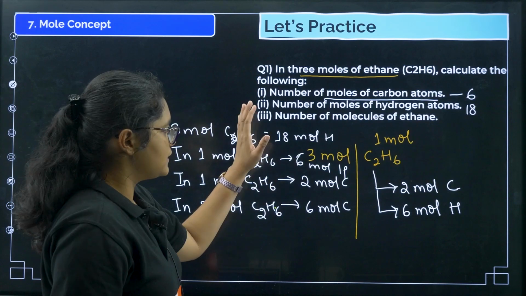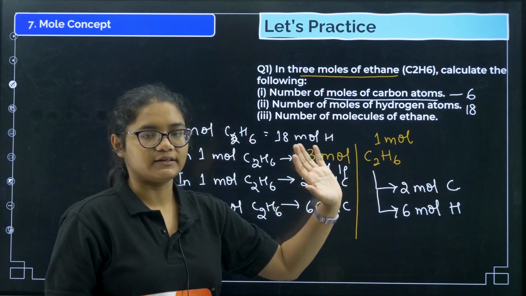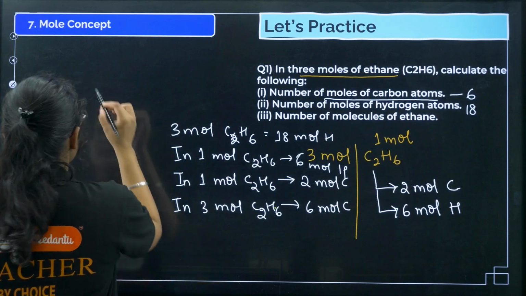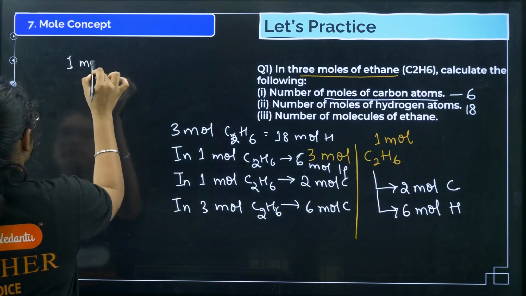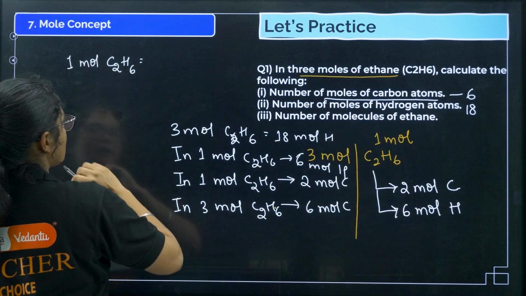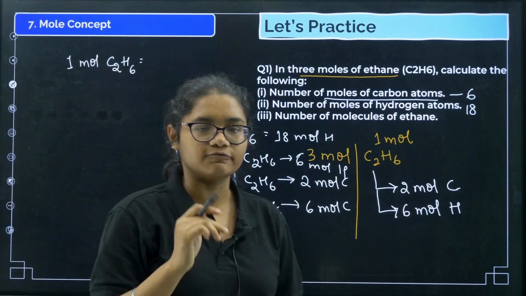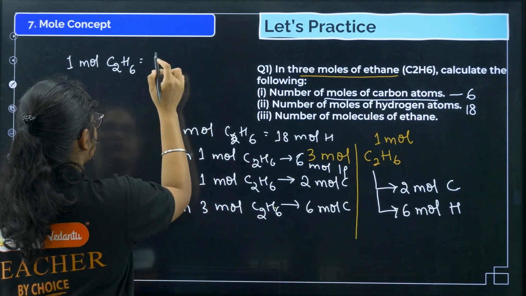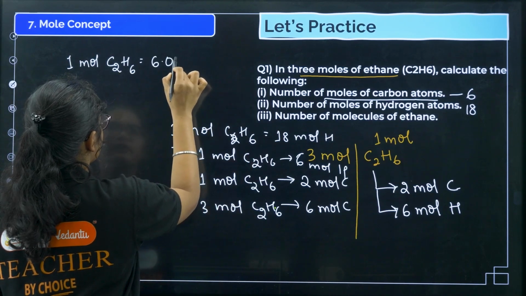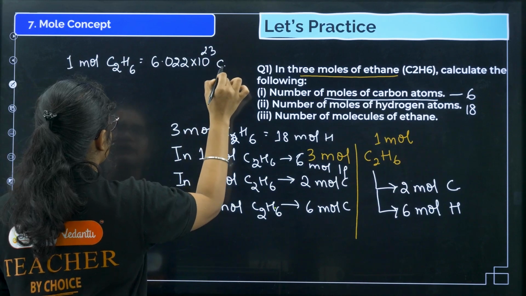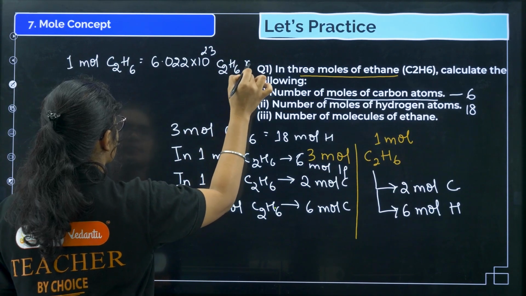Clear? Next, the number of molecules of ethane, total number of molecules of ethane. Now you see, I told you in 1 mole of ethane, how many particles will there be? Every time 1 mole means Avogadro number. So I can say that in 1 mole of ethane there will be 6.022 into 10 to the power of 23 ethane molecules.